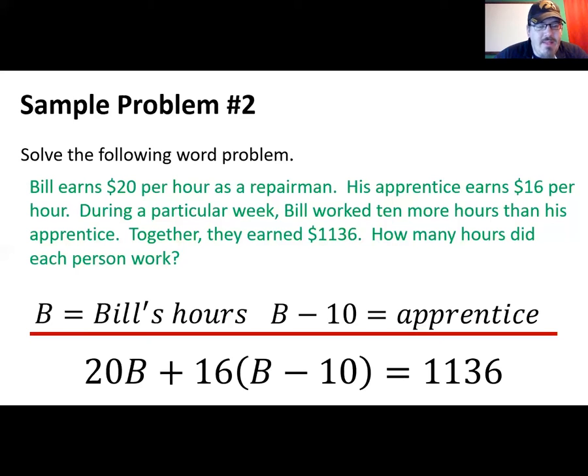And then the same thing for that second part of the equation. B minus 10 is the apprentice hours. Take that times 16 to figure out how much the apprentice earns during the week. Add those two values together to get the total amount that was earned, the $1,136.